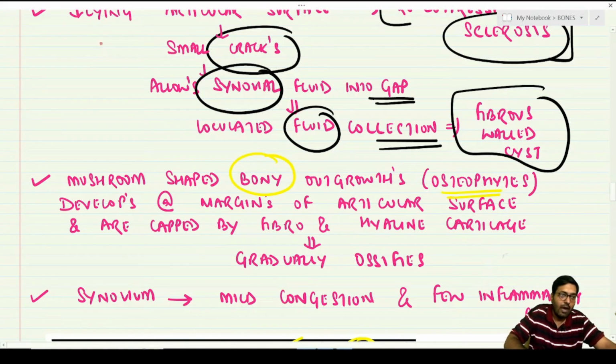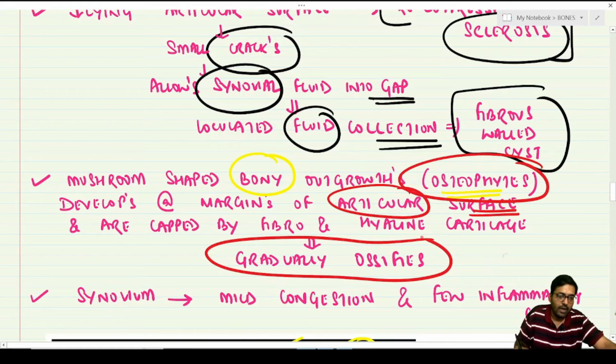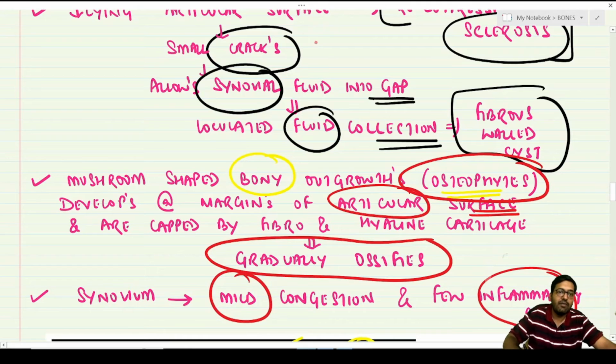the joints. So at the margin of the articular surface, you are going to see the development of bony outgrowths that are called osteophytes, which are capped by fibro and hyaline cartilage, which is going to gradually ossify. Okay, the synovium is going to show mild congestion and a small amount of inflammatory cells.